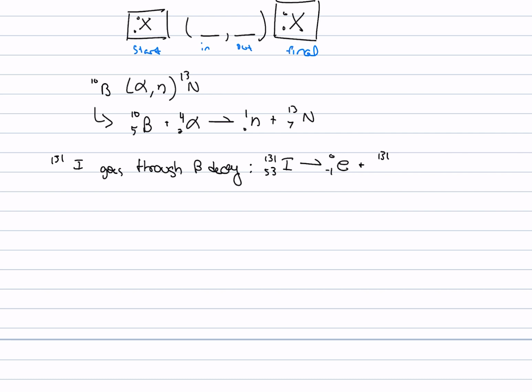And then for the lower number, for an electron is -1, so that means that the atomic number of this element must be 54, which makes it xenon. And here's a final example.